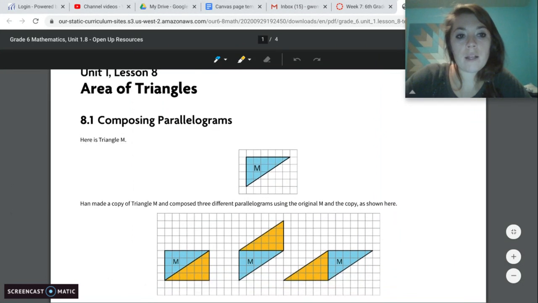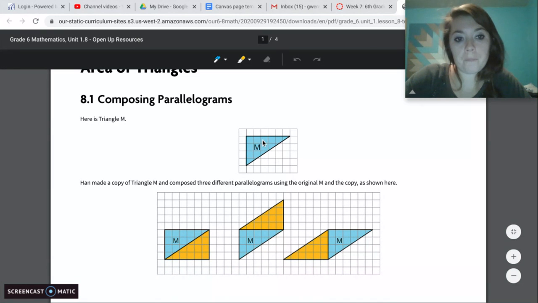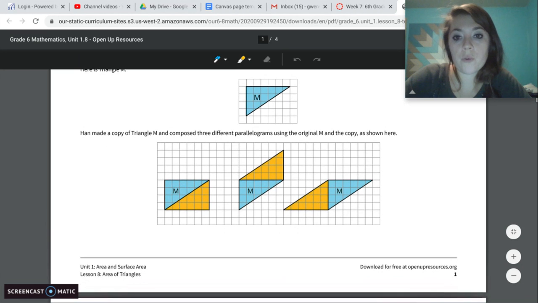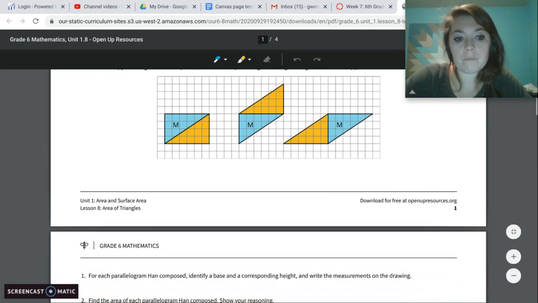So composing parallelograms. Here is triangle M. Han made a copy of triangle M and composed 3 different parallelograms using the original M and the copy as shown here. So we have our original triangle here, and then he moved it different places. Here he put the long sides together. Here he put this side together and kind of flipped it over, and here he did the shorter sides together to create 3 different parallelograms.